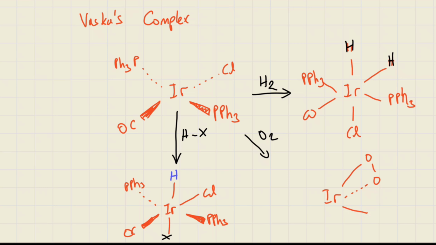So for instance, you have this kind of complex, metal 3, platinum. So this is a 16 electron complex, by the way.